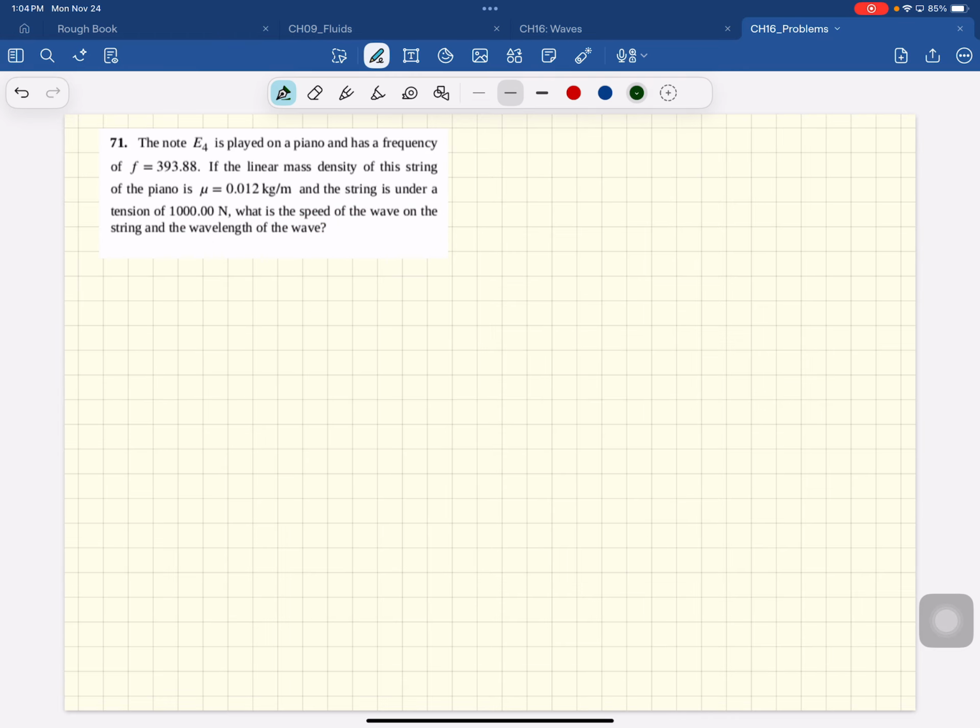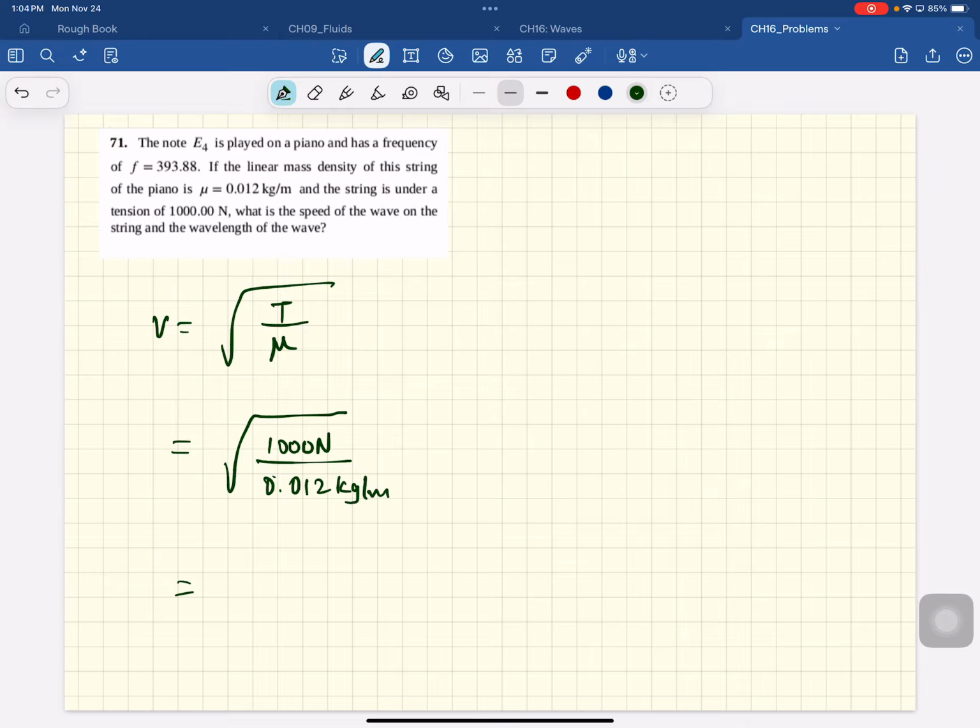So the speed is given by the square root of tension divided by mu. Here I can write this as 10 to the minus 3, that comes to the top, and then this becomes 10 to the 6, and then the square root of that would be 10 to the 3. So it would be 10 to the 3 again, and meters per second divided by the square root of 12.